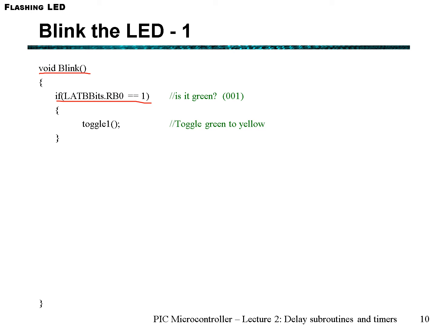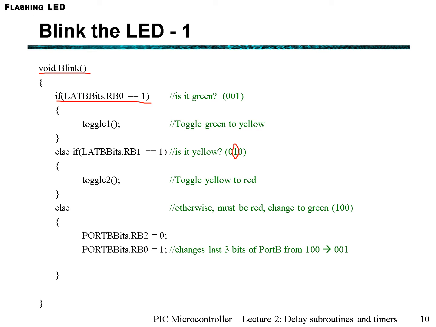And if it is, then we need to toggle it from green to yellow. So let's call toggle1 a function to toggle from green to yellow. And if it's not green, then we check the second bit, and this is to check if it's yellow. So similar, we're checking bit 1 instead of bit 0. And if it is, we then have another function called toggle2, which toggles from yellow to red. And since if it's not green and it's not yellow, then it must be red. So we want to change it to green.